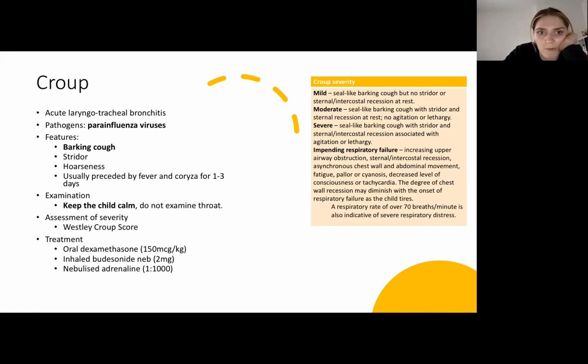So just to summarize croup, the things that I would be really comfortable with is the fact that it's most commonly caused by parainfluenza viruses, the barking cough, and then the management. I would say they're quite often buzzwords in exams, so just being aware of them. So that's a summary of croup. We'll move on to the next case now.